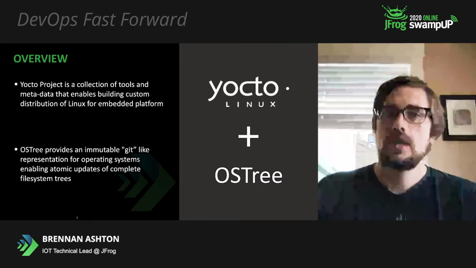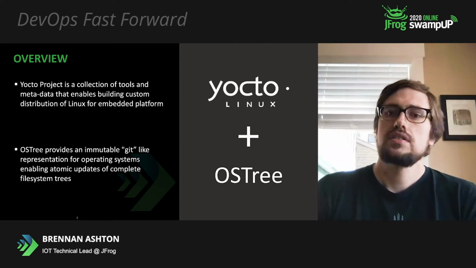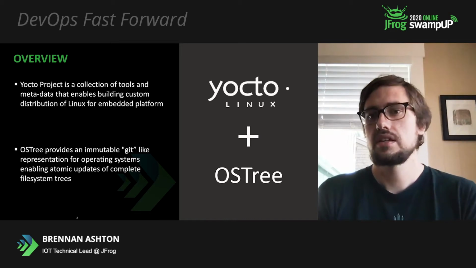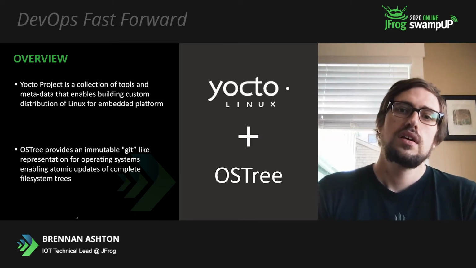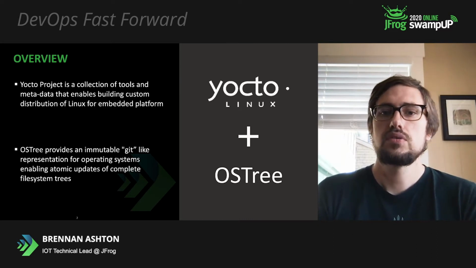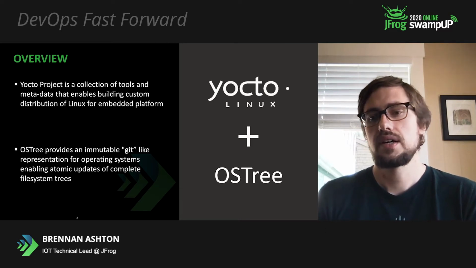First, I'd like to provide a brief introduction to Yocto and OSTree. The Yocto project is a collection of tools and metadata that enable building custom embedded Linux distributions. This can be used in conjunction with OSTree, which provides an immutable Git-like representation for operating systems and enables atomic updates.